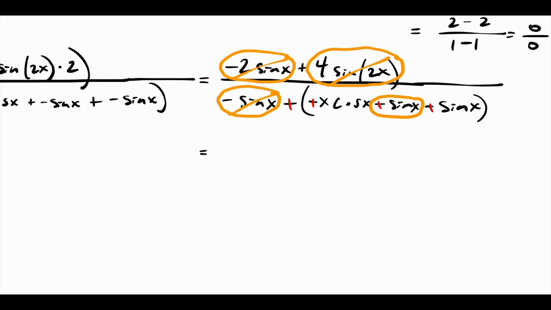Sine of x, 0. I don't have a sine of x on bottom, though. But is it going to be 0? Yeah, because it's 0 times 1, which is 0.